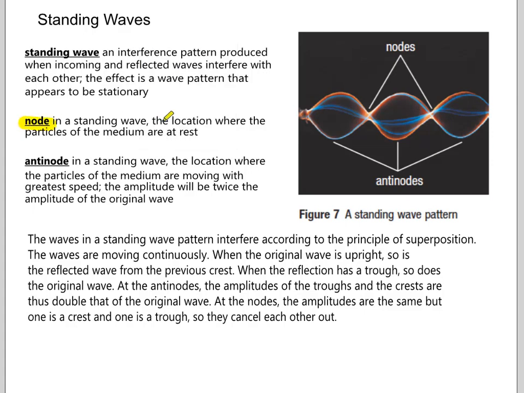So a node is a location where the particles of the medium are at rest. And this is really fascinating because when I do this with a Slinky in a minute, you will literally see the Slinky at that point does not move. So these are nodes. Antinode is the location where the amplitude is twice as big. Okay, so they're the highest or furthest parts.